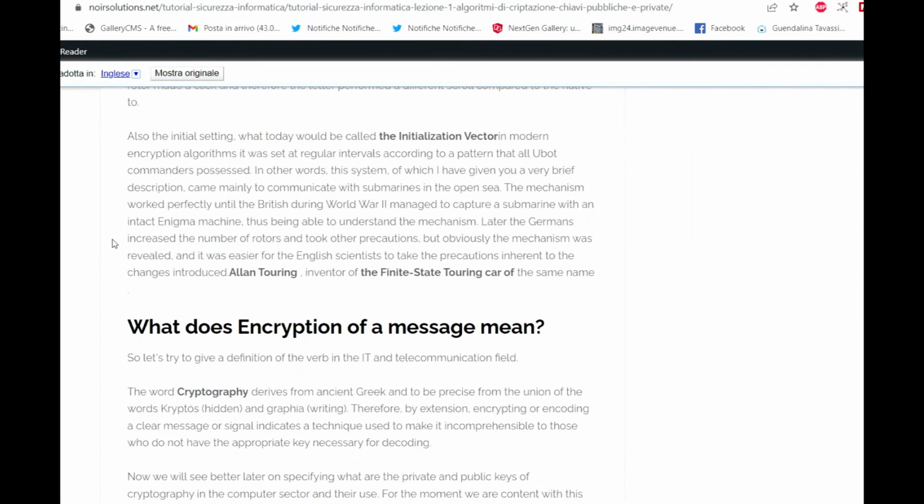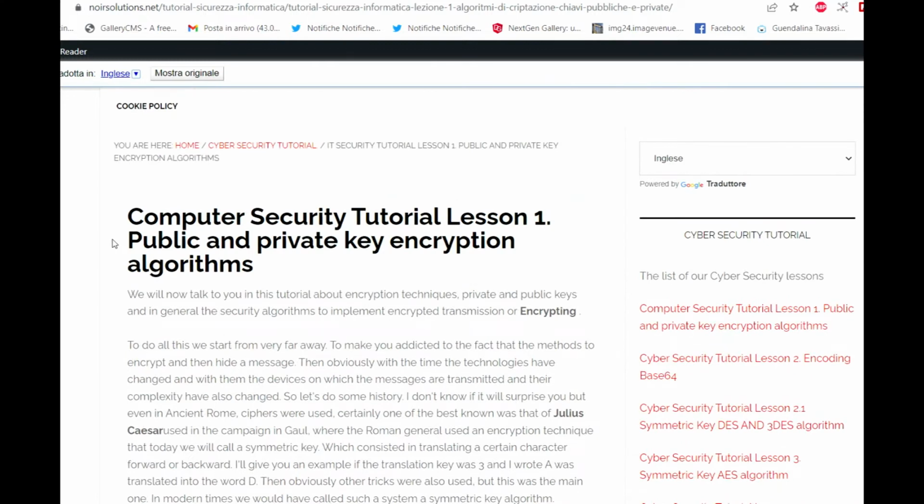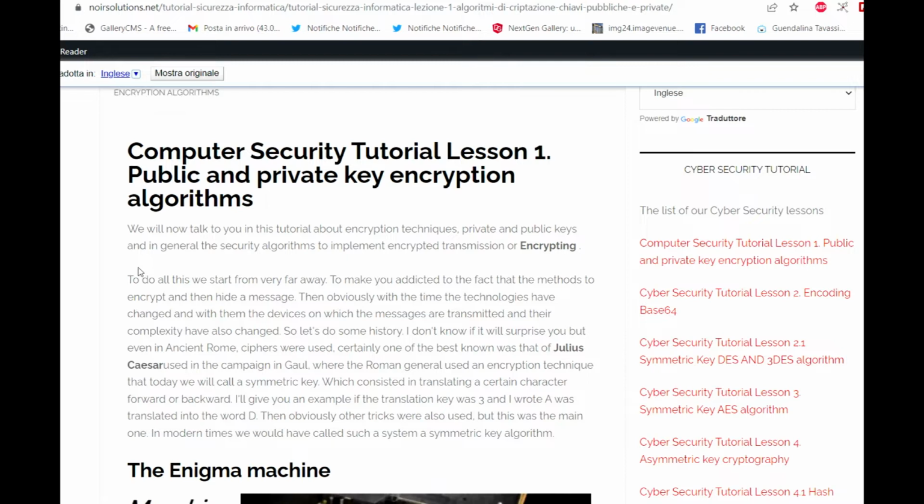Now we will explain this introduction lesson, where I explain what public and private key encryption algorithms are. In this tutorial we will talk about encryption techniques, private and public key, and in general the security algorithms to implement encrypted transmission. To do all this, we start from very far away, from the methods used to encrypt and hide a message.